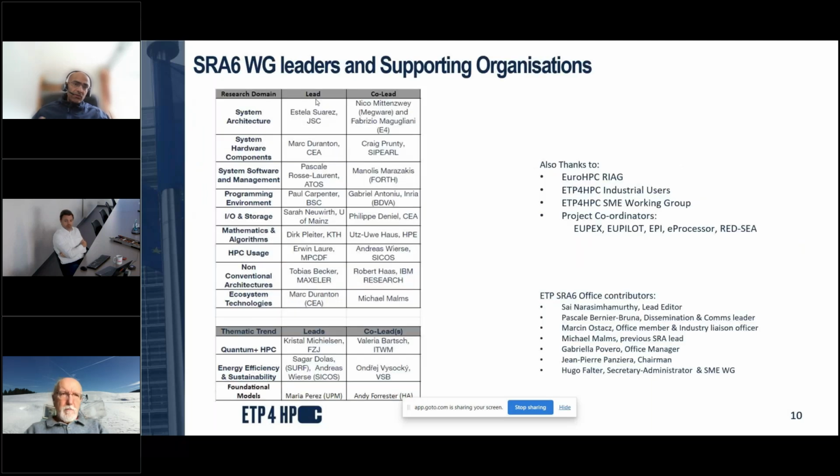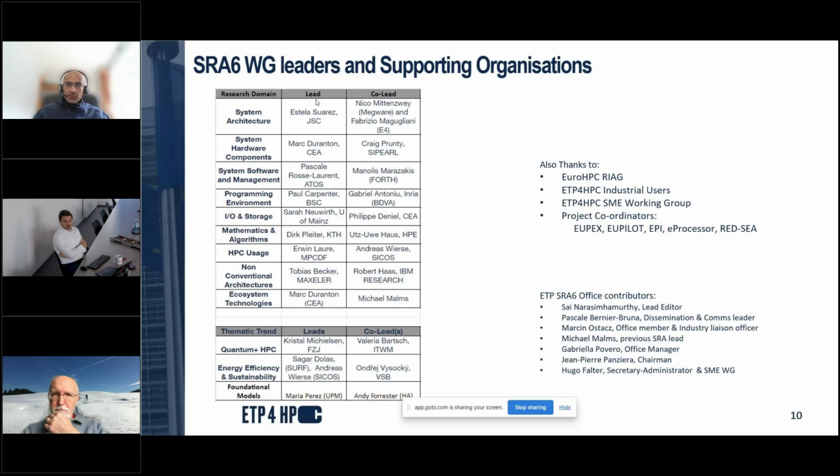So, quickly switching gears. These are the leads for the different research domains that you see here, who have really put in a lot of effort over the last more than one year, along with the entire working groups. And I really would like to thank all of them.